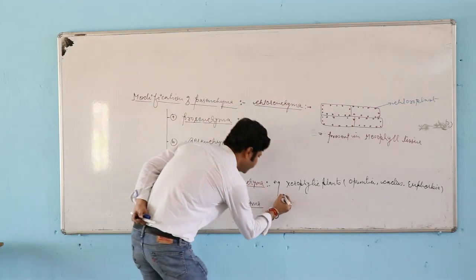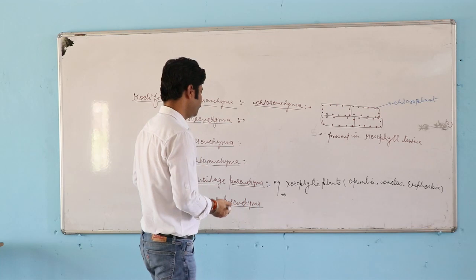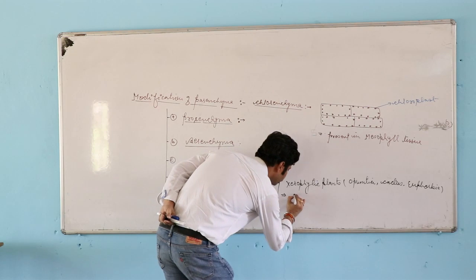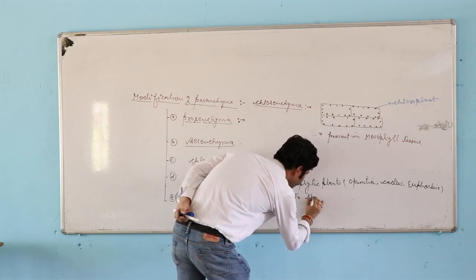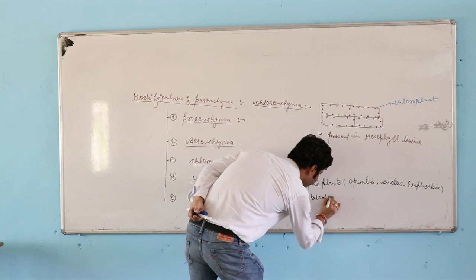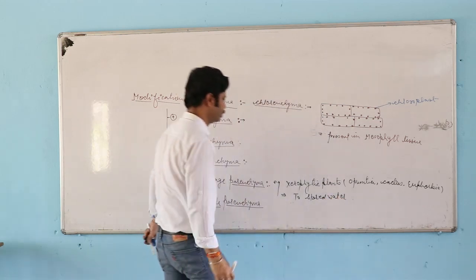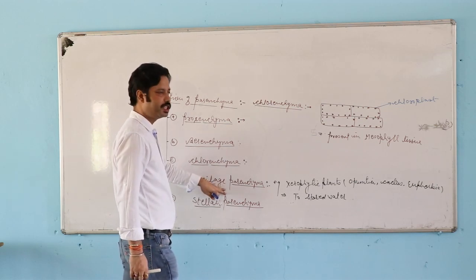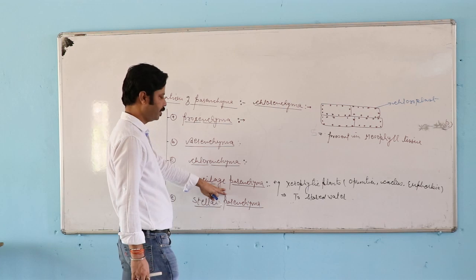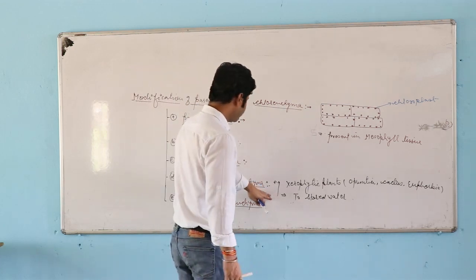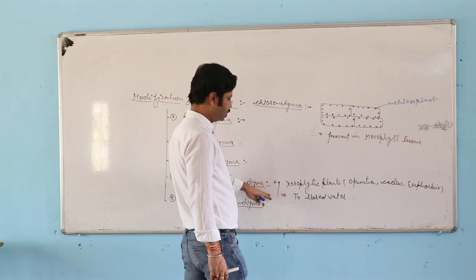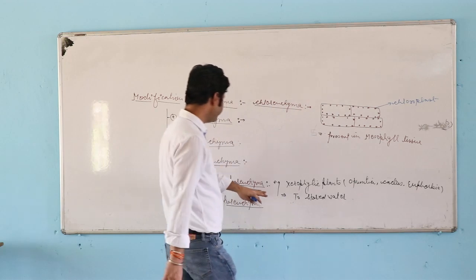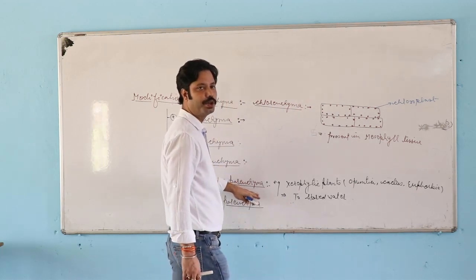Basically, these tissues store water. Mucilage parenchyma is the modification of parenchymatous tissue. Basically, it is present in xerophytic plants such as Opuntia, cactus, euphorbia. The main function of mucilage parenchyma is to store water.